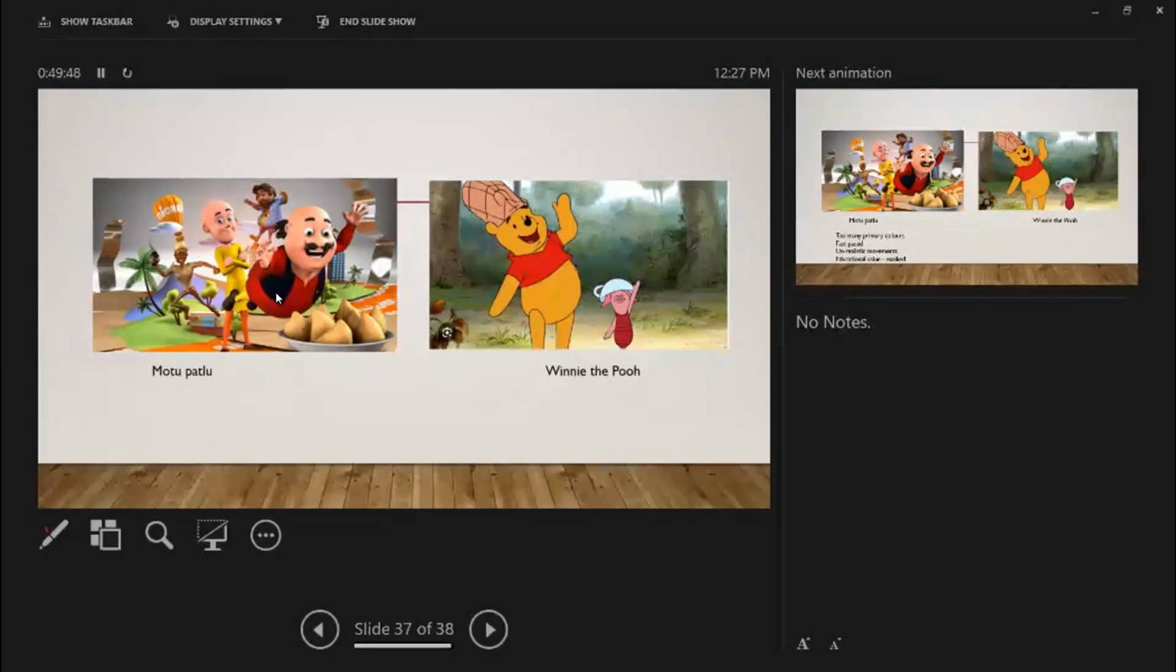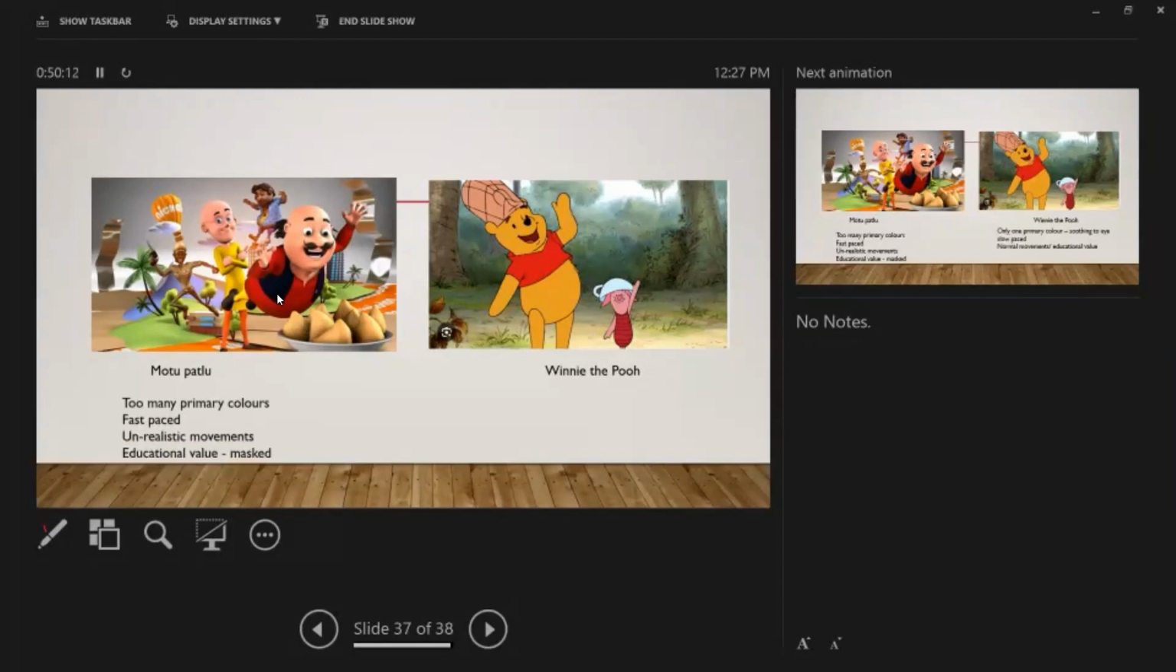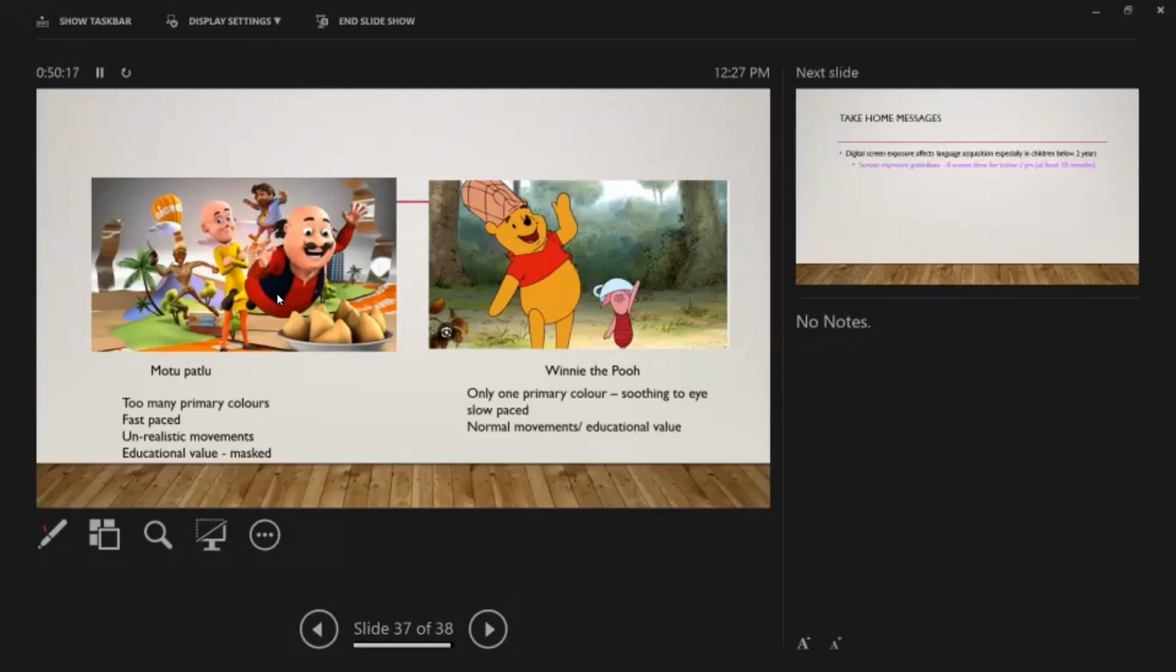Right? Pediatricians, normally we watch cartoons, right? Because we need to know what's happening in children's world. We also like that, right? But for children below 5, these are not good, because of fast-paced, unrealistic movements and too much saturated primary colors. Those are qualities of a bad cartoon. So: too many primary colors, fast-paced, unrealistic movements. Versus only one primary color, slow-paced, normal movements, and an educational value.